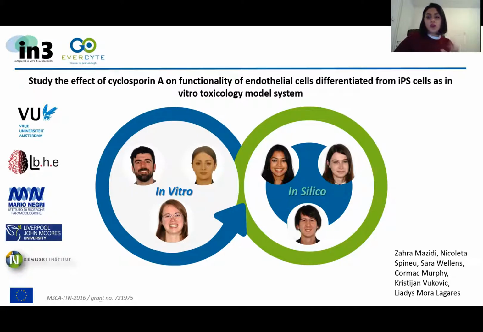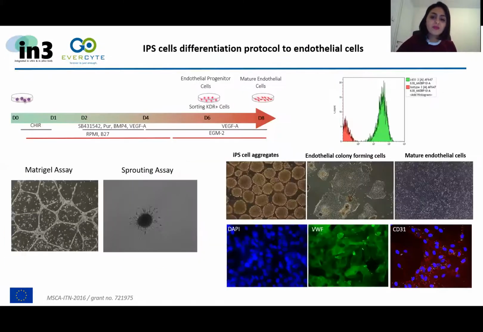To be able to do this study, at the first point we wanted to have the endothelial cells. So for that, we developed a protocol to differentiate endothelial cells from iPS cells, or pluripotent stem cells. This protocol is a short one, as you can see here. It takes only about 8 days to have mature endothelial cells, and it is based on signaling pathways, so we try to mimic the developmental biology of the cells as they develop in the human body. In the first step, we treat the cells with CHIR to activate the Wnt signaling pathway to obtain the mesoderm lineage at day 1.